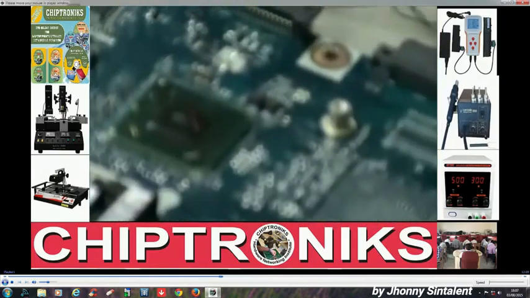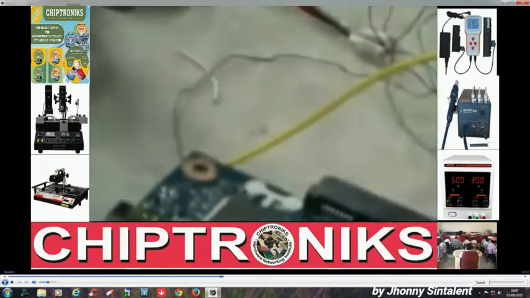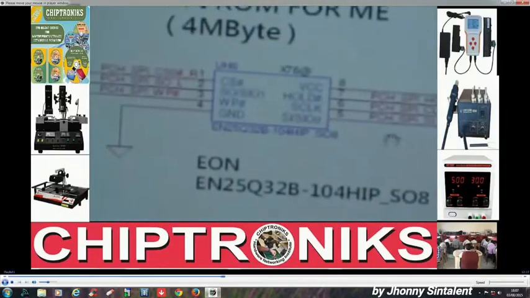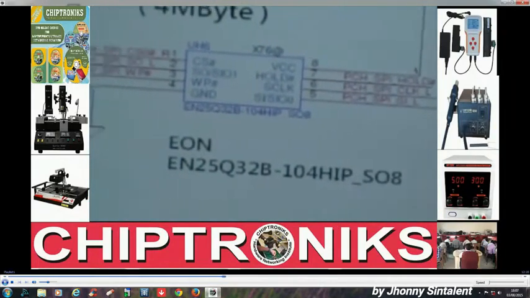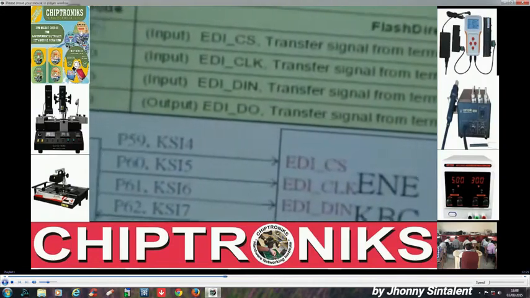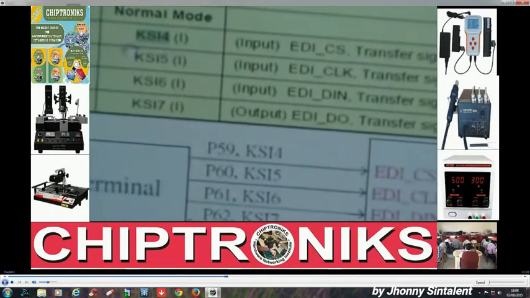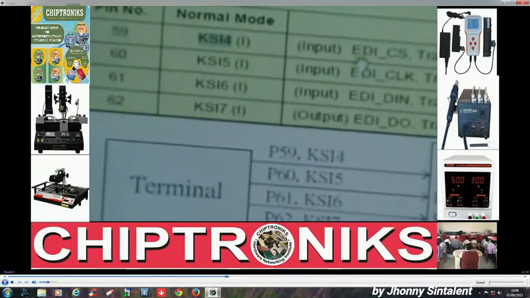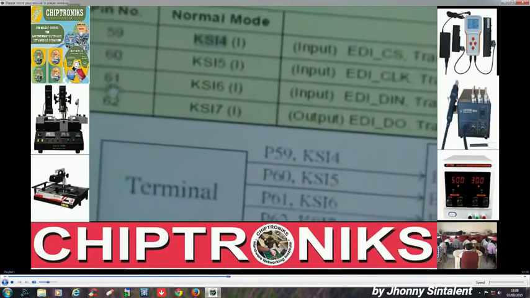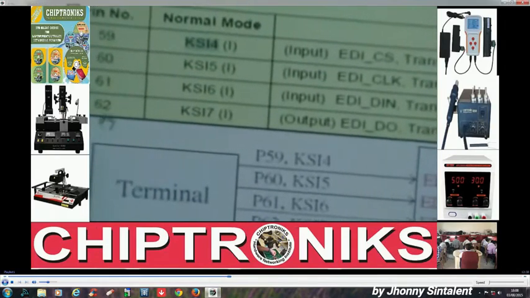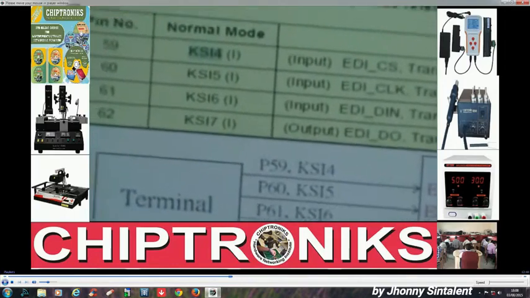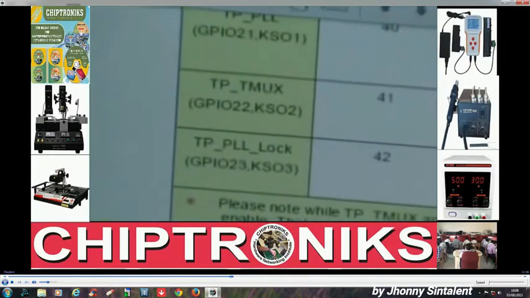So to access this chip, we have to connect these 4 pins: chip select, serial output, serial clock, serial input, and ground. Here in the data sheet you can see these are the 4 pins. Chip select is pin 59, and clock is pin 60. This is serial input, pin 61, and this is serial output, pin 62. And pin 42 is required to enter the IO controller in the test mode.